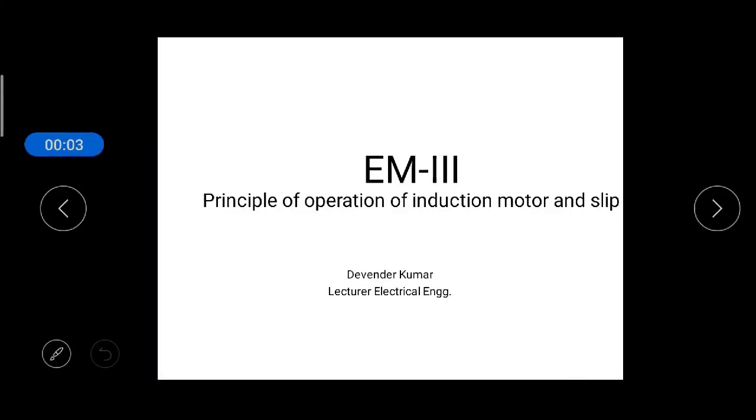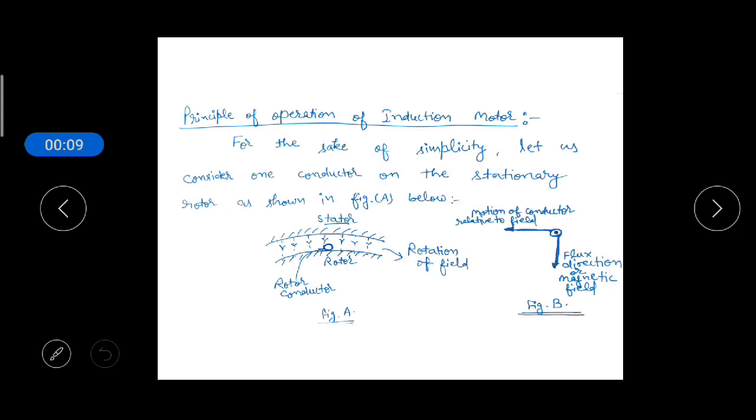Good morning, students. Today we will be discussing the principle of operation of the induction motor and slip. For the sake of simplicity, let us consider one conductor on the stationary rotor as shown in figure A below. Here you will see we have considered a cross-sectional view of the stator, some part of it, and the rotor. One conductor is lying here.